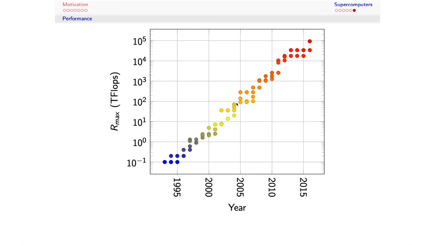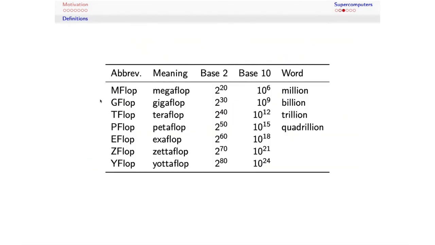So what we can see here as of 2016 or so, the fastest supercomputer on the list was calculating in the 10 to the 5th teraflops range. So if we go back to this little table here, we can see that a teraflop is 10 to the 12th floating point operations per second. So at 10 to the 5th teraflops, that's the same thing as 10 to the 17th flops, which would be in the hundreds of petaflops range. So 10 to the 17th floating point operations in 1 second.